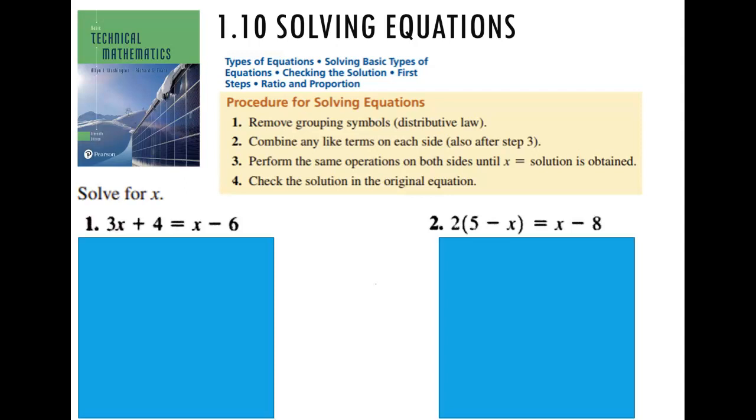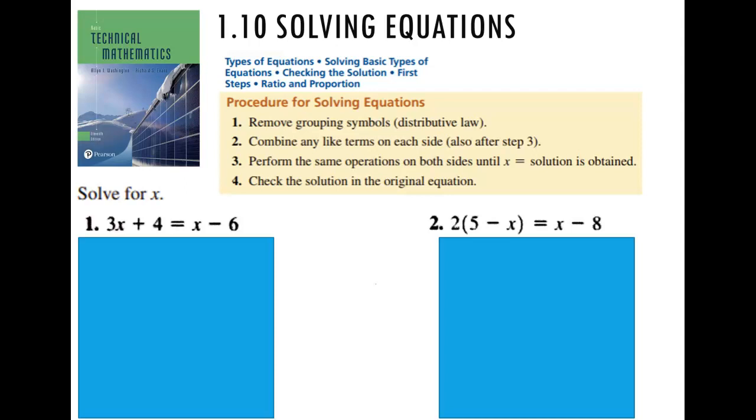So let's try this first problem. We've got 3x minus 4 equals x minus 6. So as I look at this problem, I'm noticing that I have x on both sides of the equation. Well, that's kind of a problem. I need x to be on one side. And it doesn't really matter which one of these you move, but I tend to work with x on the left.